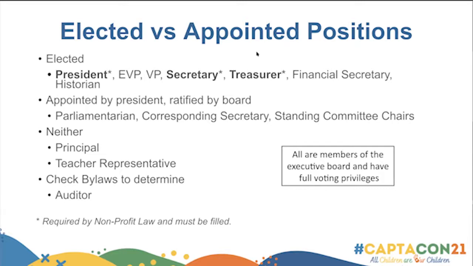Parliamentarians are always appointed and ratified by the board. Additional members of your executive board, which you as president may appoint, include the corresponding secretary and the standing committee chairs. All of these need to be ratified by the executive board. Your bylaws will indicate if the auditor is an elected position or an appointed position. If the auditor is an appointed position, the appointment must be no later than the date specified in your bylaws.